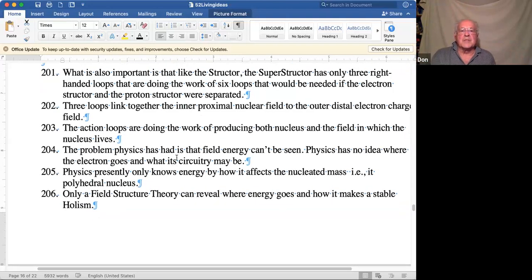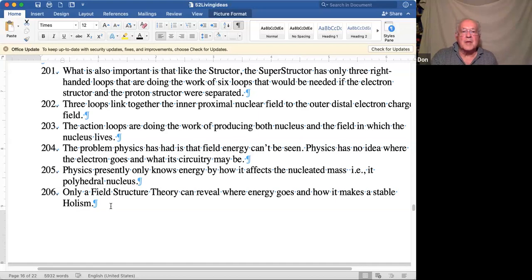So the problem physics has had is that the field energy can't be seen. And this is an obvious observation that I think goes completely misunderstood. There is no idea where the electron goes and what the circuitry may be. Physics presently only knows energy by how it affects the nucleus. And that's been a problem.